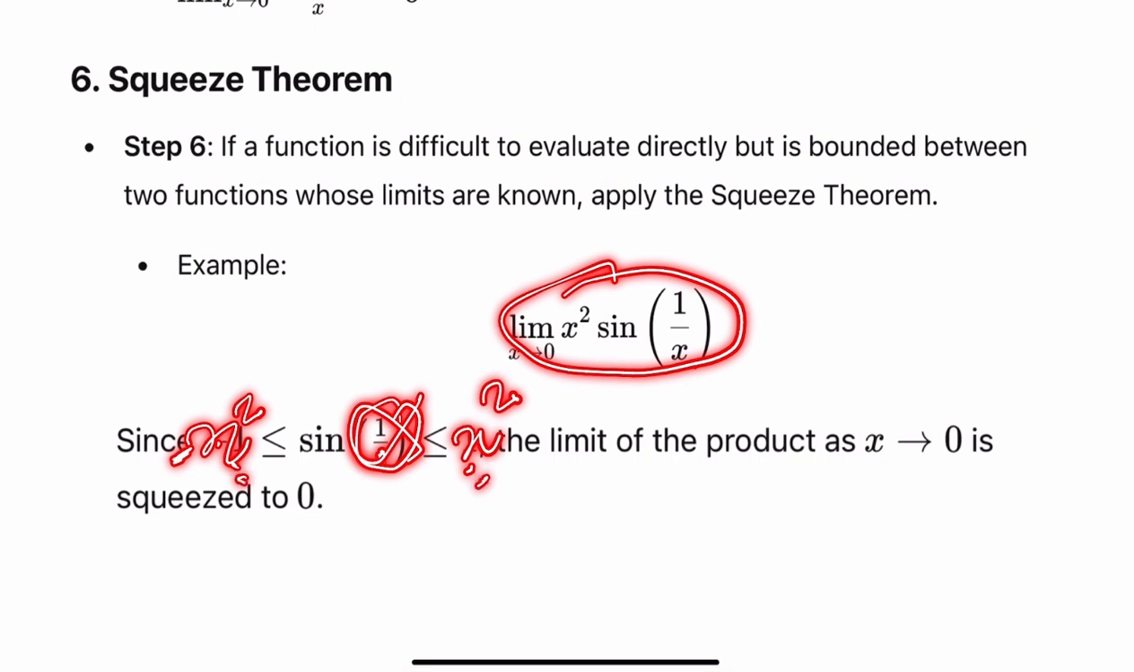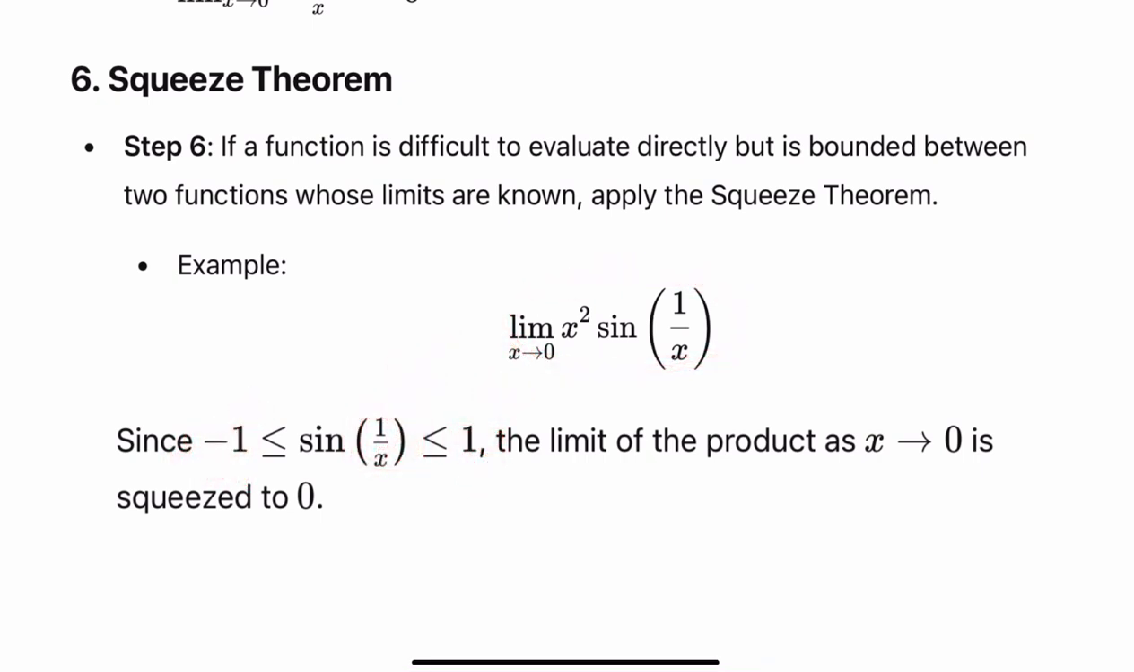So you just find the limit of these outer functions, and it will be the same as this one. Fair enough. The limit of x squared or minus x squared as x goes to 0 is 0. Then the limit of this complicated function is 0.